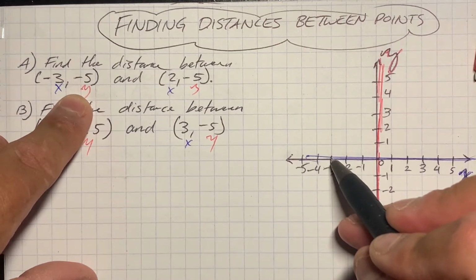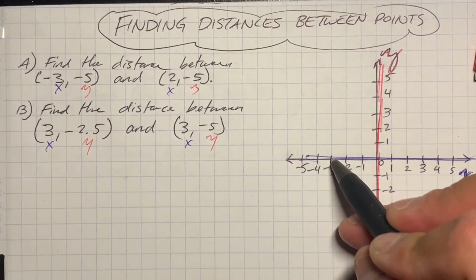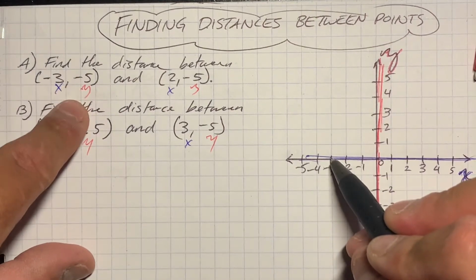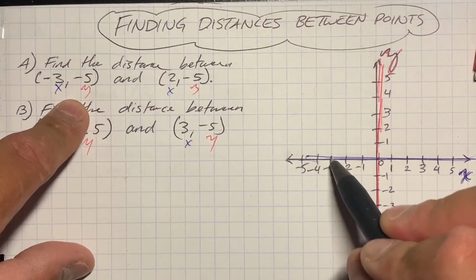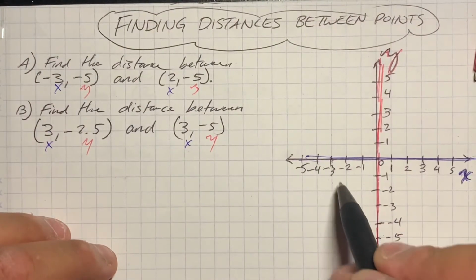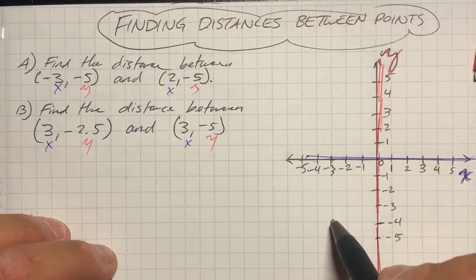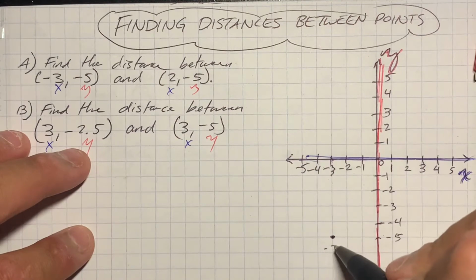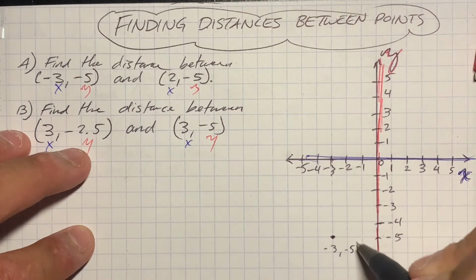And then our next part, we're going to go to a different location, -5. So that's going to be -5 on your y-axis. Negative numbers are down below the origin. So -1, -2, -3, -4, -5. We're going to plot there and label it. This is -3 and -5.